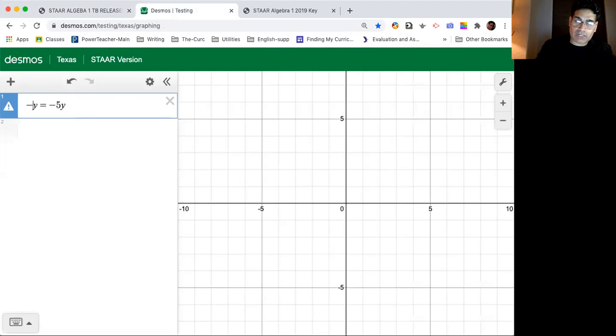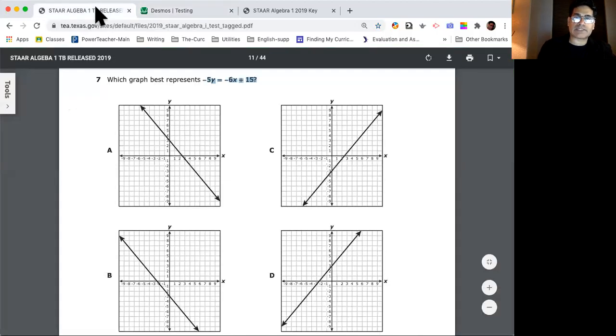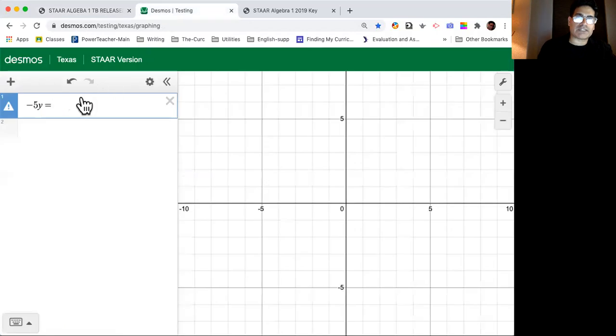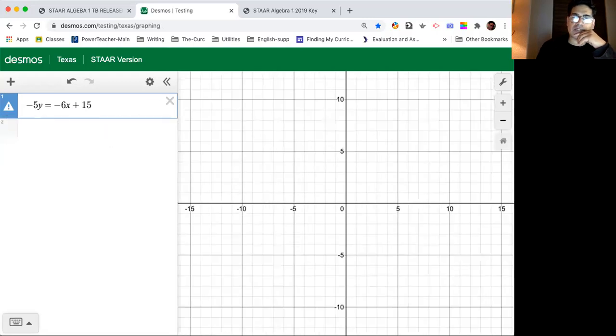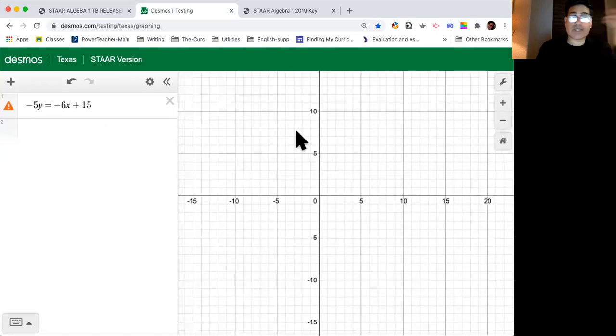Negative 5y, when we have a number in front of the y, that gets tricky. See, it's already getting messy. Negative 6x plus 15, let's get that down. Negative 6x plus 15, that's in slope-intercept form. And nothing's happening. Plotting implicit equations is disabled. What am I going to do now? Well, this is going to work somehow.